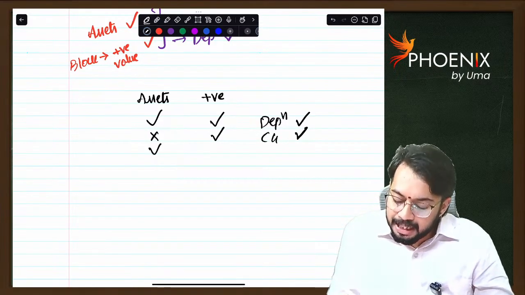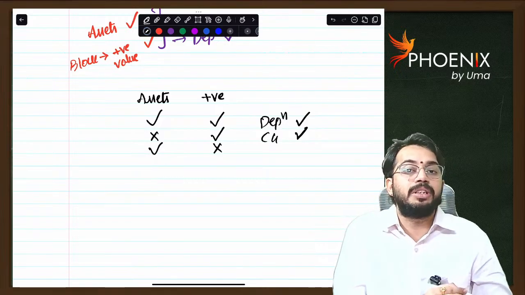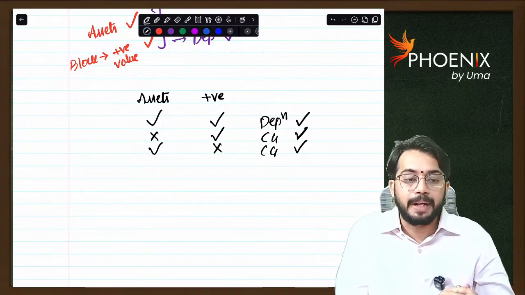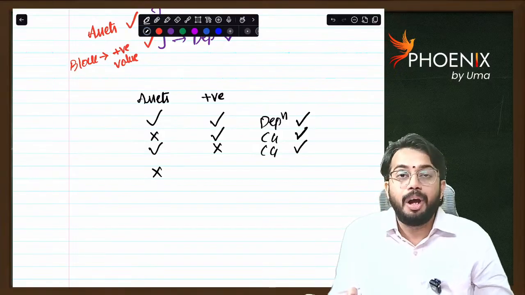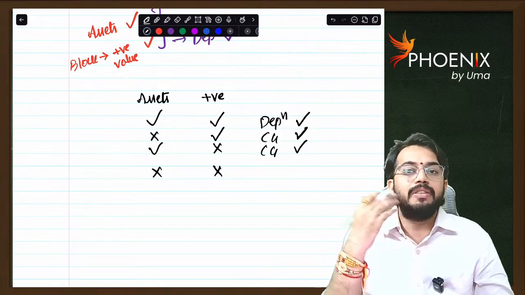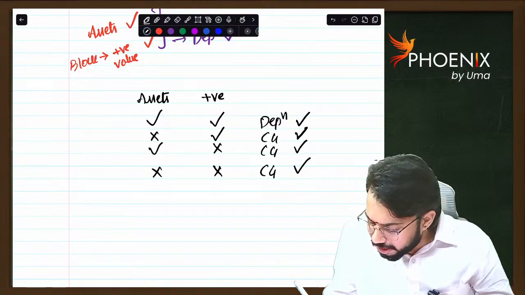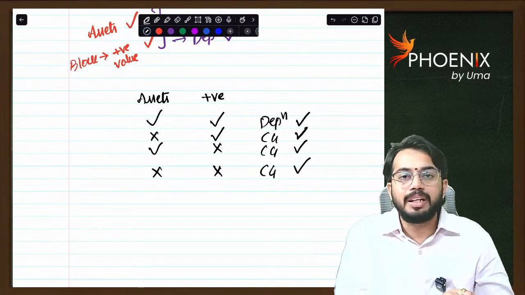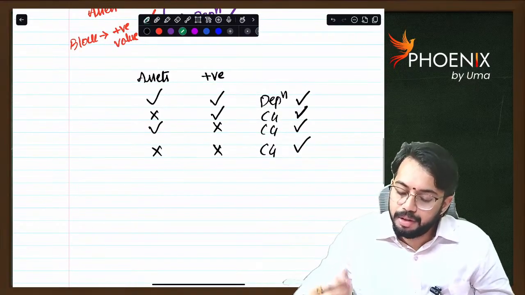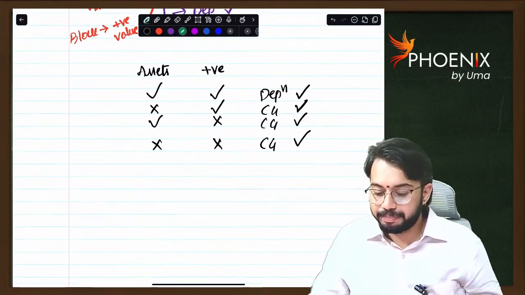If there are assets in the block, but block is not having positive value, then also you will not calculate depreciation, then also you will calculate capital gains. If there are no assets in the block, and if block is not having positive value, then also you will not calculate depreciation, then also you will calculate capital gains. Are you able to understand? So this is the concept.